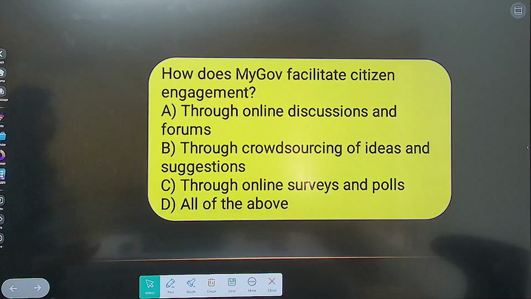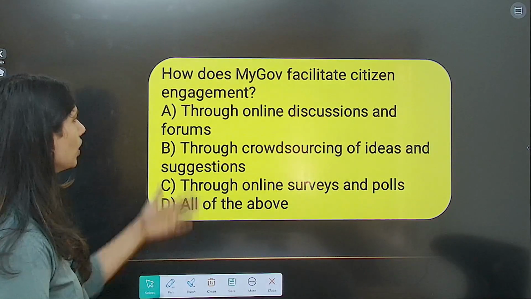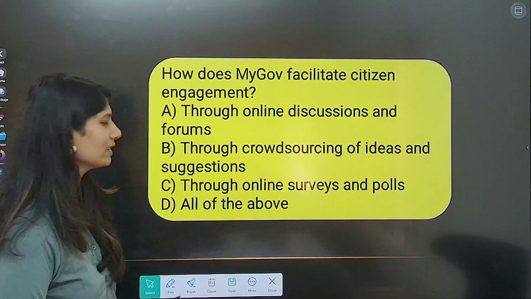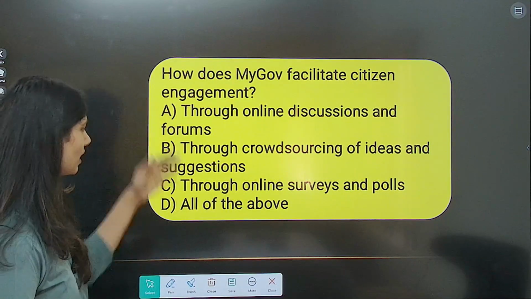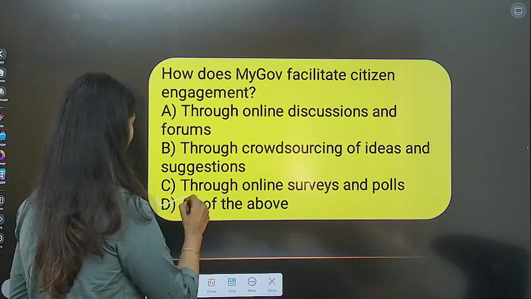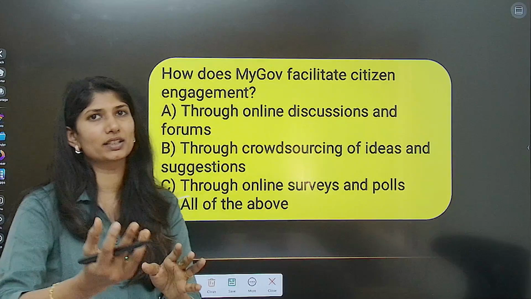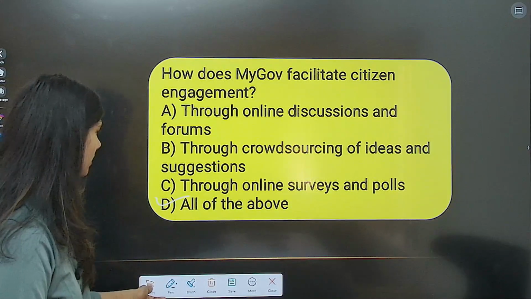How does MyGov facilitate citizen engagement? Through online discussion and forums, through crowdsourcing of ideas, through online surveys and polls. Again, the answer is all of the above. The reason I tend to pick all of the above in this kind of question is so I can deliver more content in the form of your MCQs.